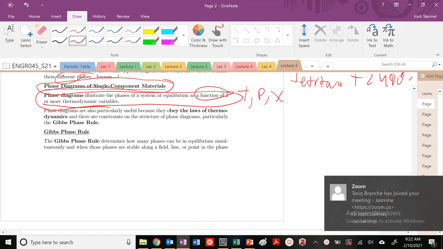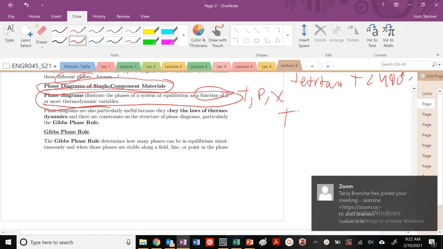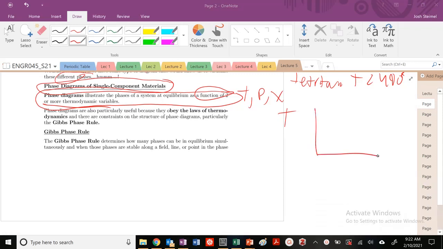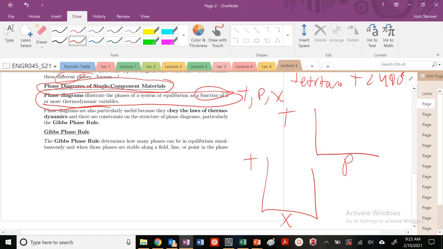So in the single component phase diagram, we're going to look at our temperature as a function of pressure. Other times when we get into multi-component phase diagrams, we're going to be looking at temperature as a function of concentration X. But anyways, that's more detailed, next video.